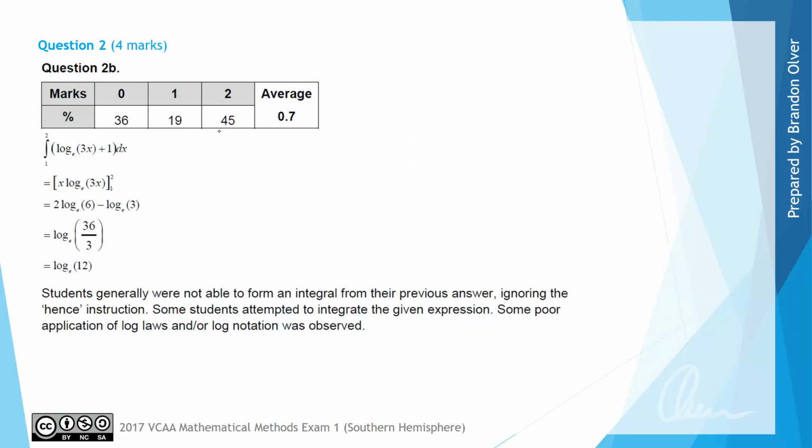From the examiner's report, we can see that 45% of students got full marks for this question. However, the examiner's report does go on to say that students were generally not able to form an integral from their previous answer because many ignored the hence instruction, which was so important for this question. Some students attempted to integrate the given expression directly, which was not possible, and some poor application of log laws and/or log notation was observed throughout students' working.